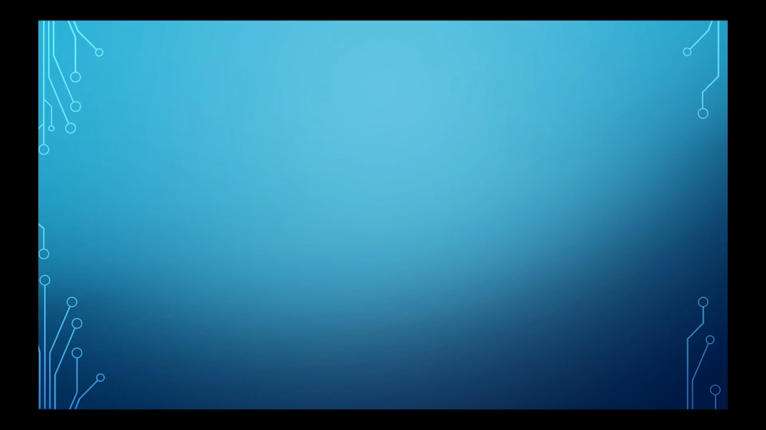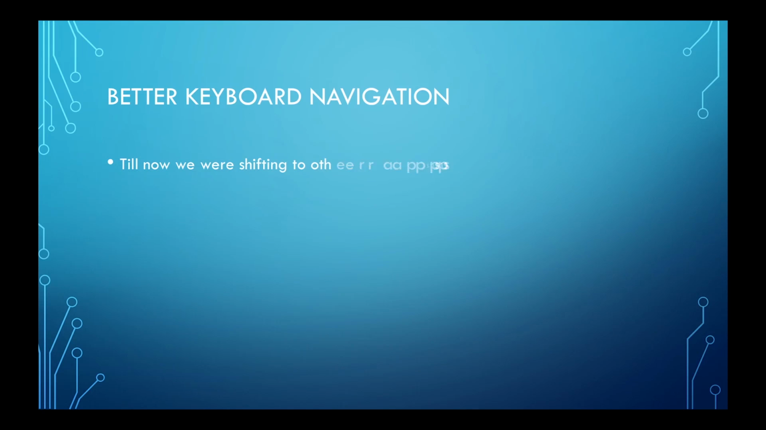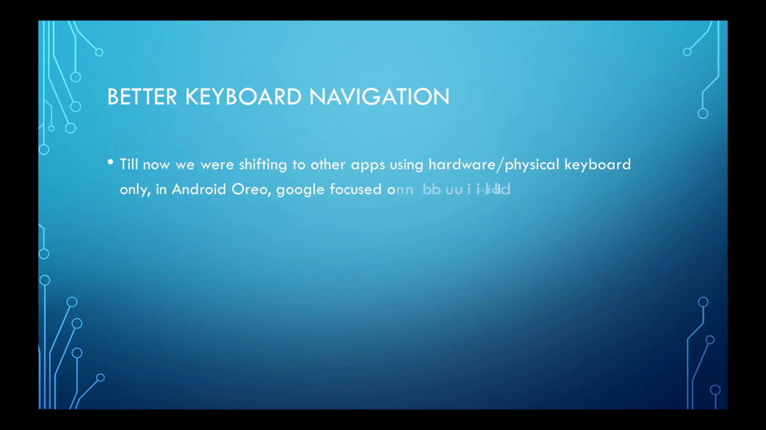The next is a very good feature, better keyboard navigation. Till now we were shifting to other apps using only the hardware physical keyboard, which is given at the bottom of your Android phone. But in Android Oreo, Google focused on building a more reliable, predictable model for arrow and tab navigation. So through the keyboard also you can shift to other apps.